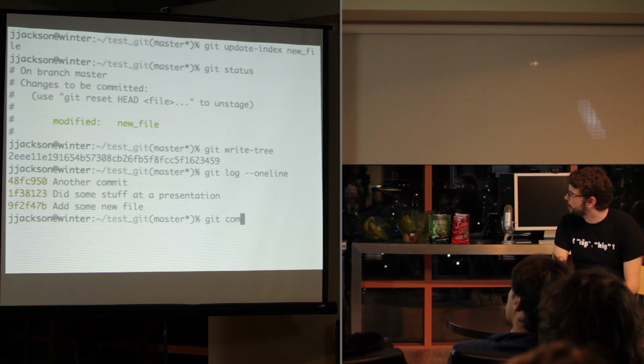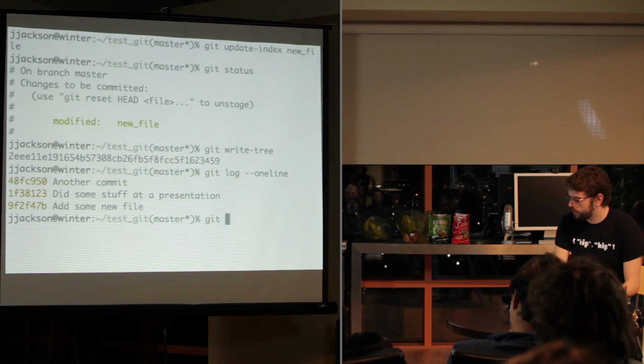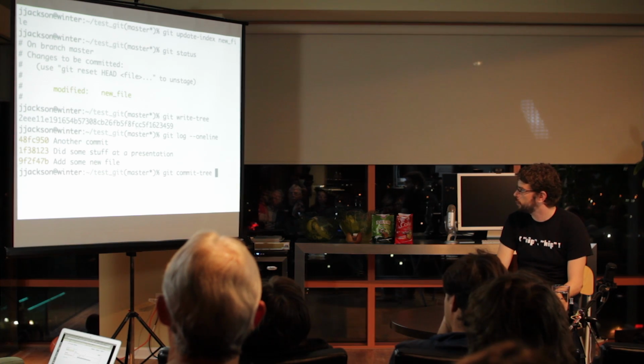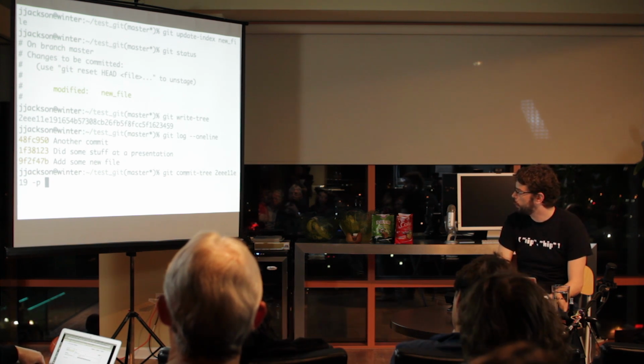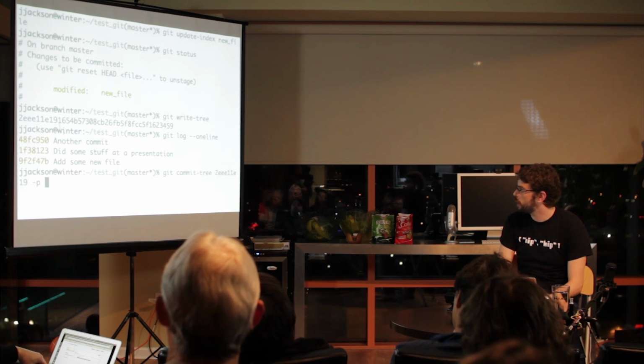We're going to do commit. Is it commit-tree? Okay, so we're going to commit-tree. We're going to pass it the tree object that we just created, right there. And then we're going to pass the -p flag. This stands for parent. So it's saying we're going to actually build a commit object. And this is the tree, and the parent is here.